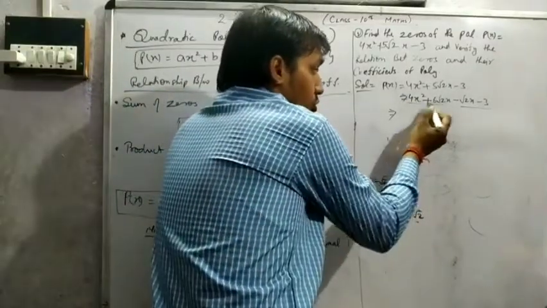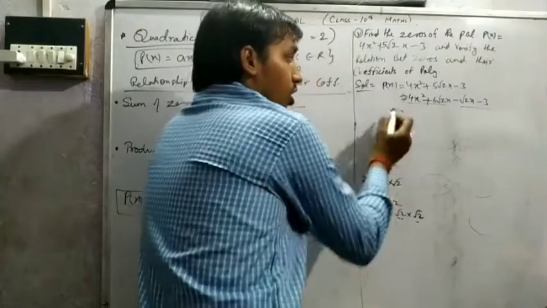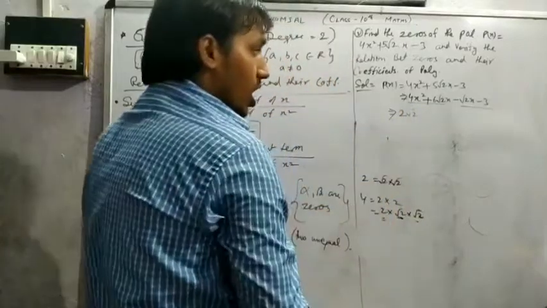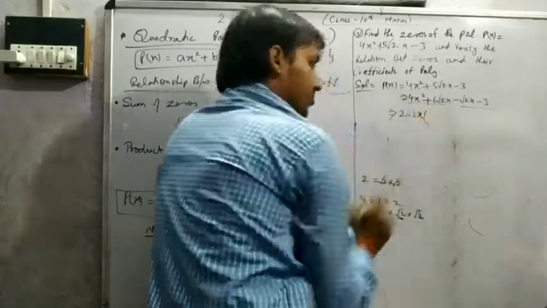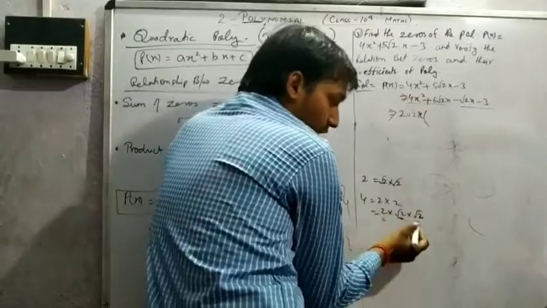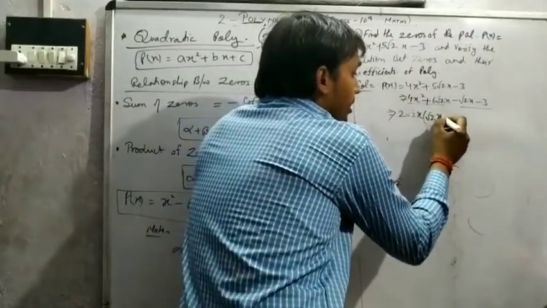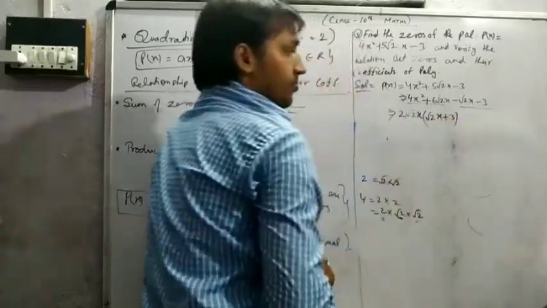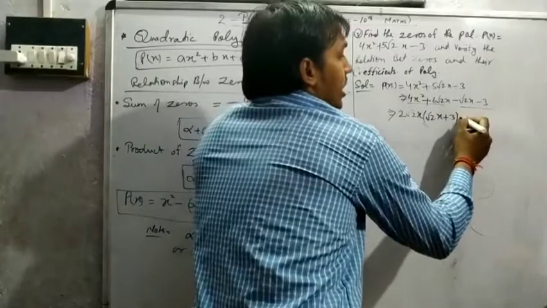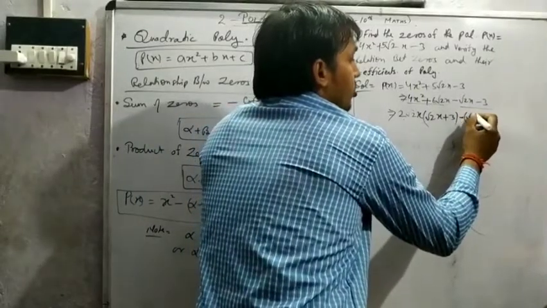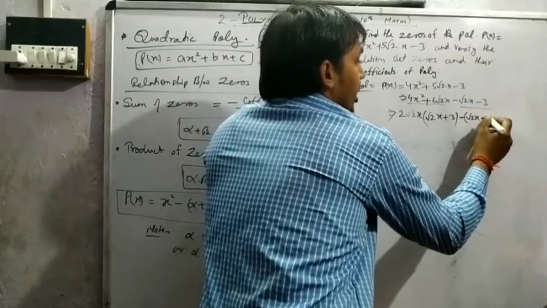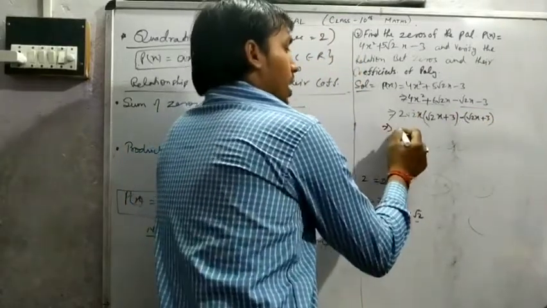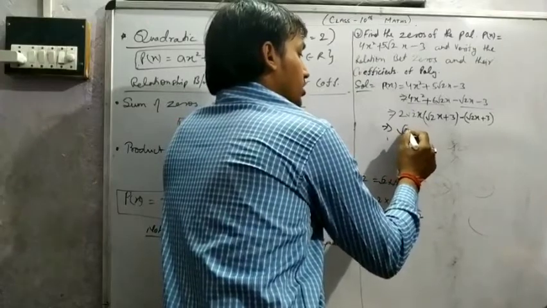So 2 common, 1 root 2 and 1 root 2 common, x also common. What remains here? Only 1 root 2 remains, x remains, plus here 3 to the 6, so 3 remains. Here only the minus sign is common, so both signs change, minus common, root 2x plus 3. Both brackets are the same, it means the solution is correct.